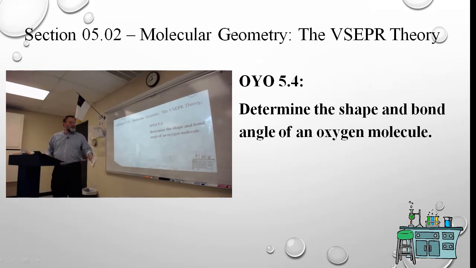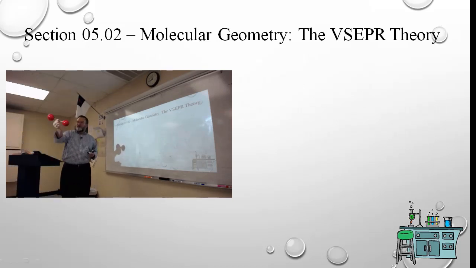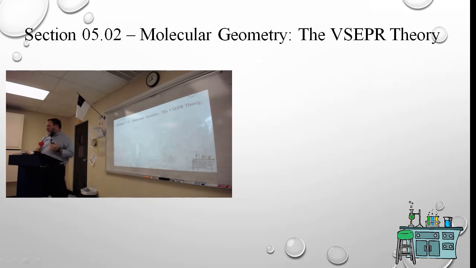Determine the shape and bond angle of an oxygen molecule. Do we need to do any work here? An oxygen molecule. How many atoms are in an oxygen molecule? 2. It's a homonuclear diatomic. What is the bond angle and the shape of every molecule that has only 2 atoms in it? It's linear. It's 180-degree linear, because the connection between 2 atoms is always, there's no pivot, right? It's got to be a straight line. And so the oxygen is a linear 180-degree bond angle because there is technically no angle.